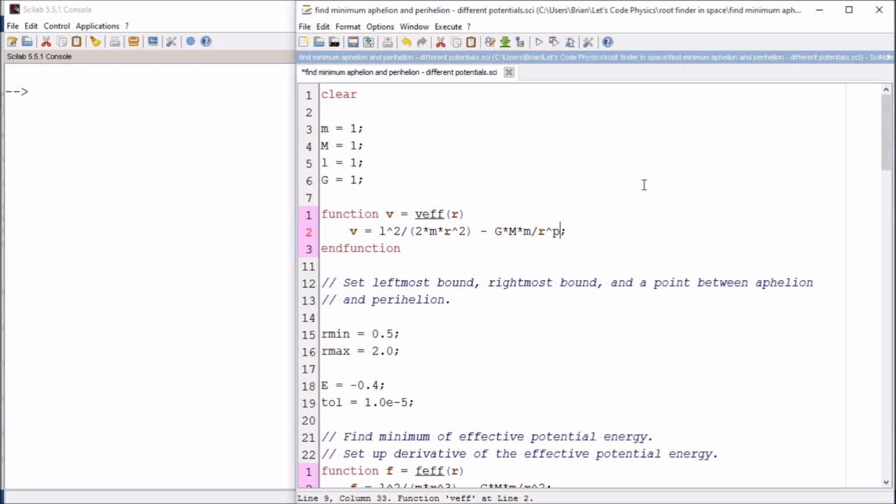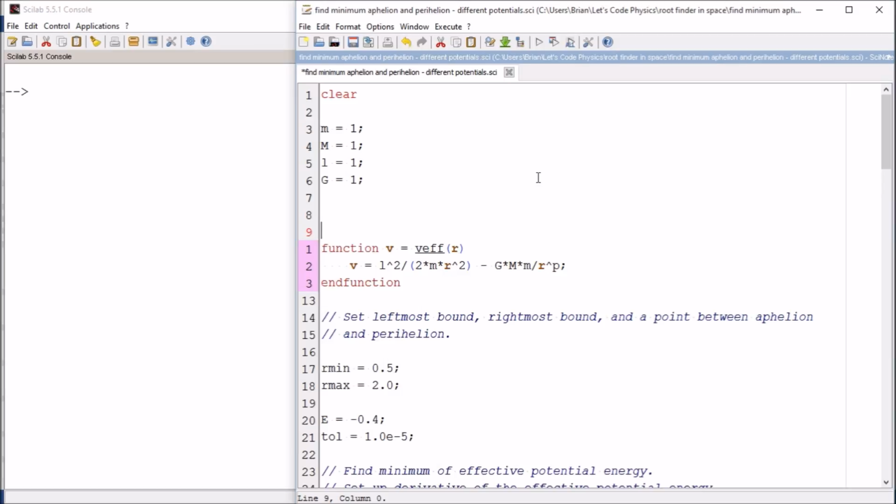So we're going to generalize that by raising it to just a letter P, or variable P, I guess I should say. We're going to revert back to our standard values here for just 1. So we're not worried about the Earth right now. And what I want to do is be able to change the value of this power here in order to see what kind of different results I get.